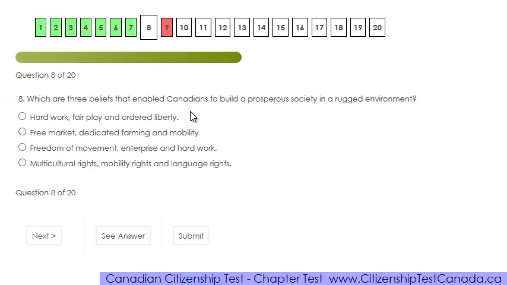So the guide tells us that a belief in ordered liberty, hard work, and fair play have enabled Canadians to build a prosperous society in a rugged environment, from our Atlantic shores to the Pacific Ocean and to the Arctic Circle, so much so that poets and songwriters have hailed Canada as the Great Dominion. Our answer is the first one, hard work, fair play, and ordered liberty. Now all of these do sound good, so that's why you need to understand this one portion of the text. And that's why these practice questions are so useful, because once you've done this, you are not likely to forget it. Let's move on to question 9.